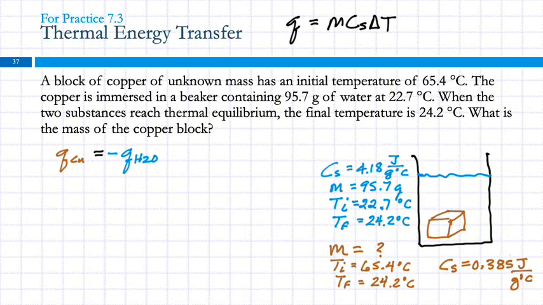Can I calculate Q for the water? To calculate Q, I need m, C, and delta T. I have all those things, right? So Q water is mC delta T. The mass is 95.7 grams. The specific heat capacity I looked up, it's 4.18 joules per gram degree Celsius.